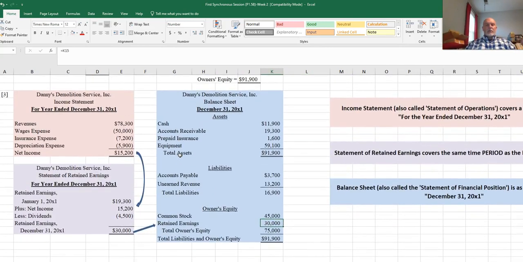And so here's the general flow. So one more time, income statement, revenues minus expenses is net income. The net income is carried over to the statement of retained earnings, added to the beginning retained earnings, then subtract your dividends, and you've got your ending retained earnings. And that, of course, is the column total that appears on the balance sheet.